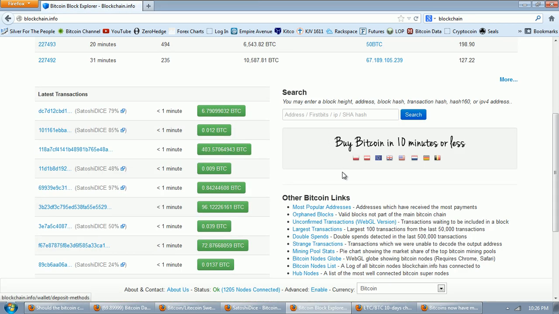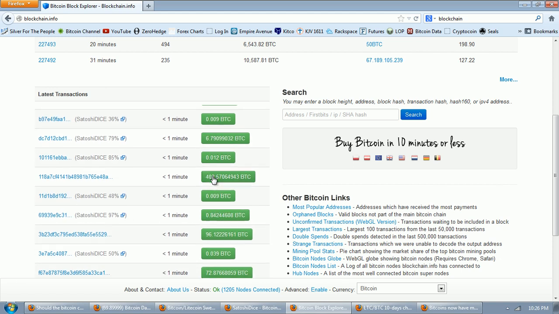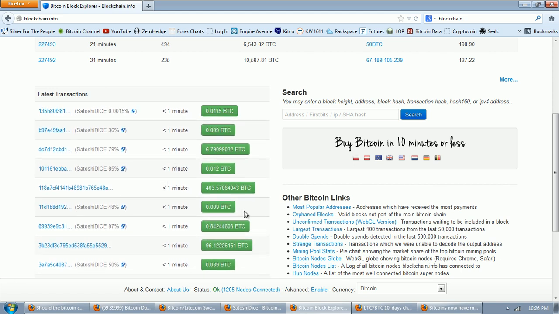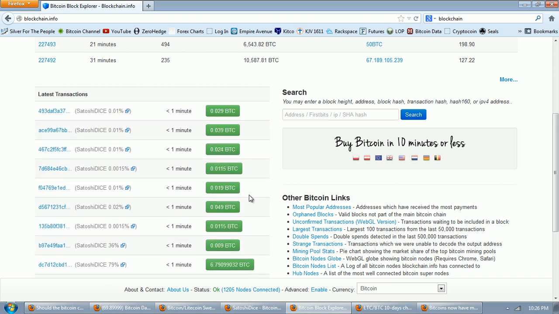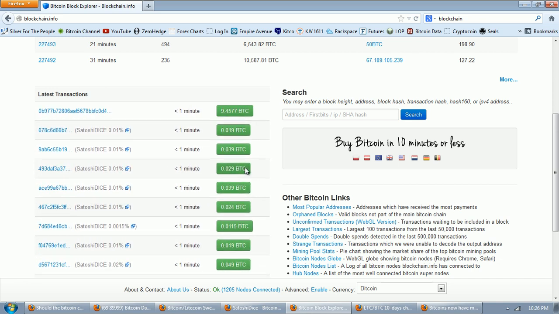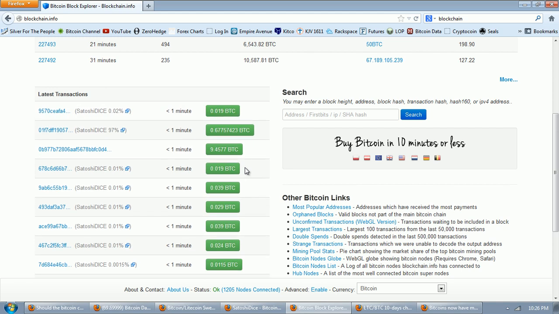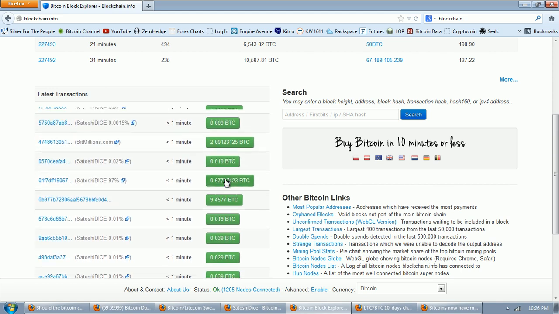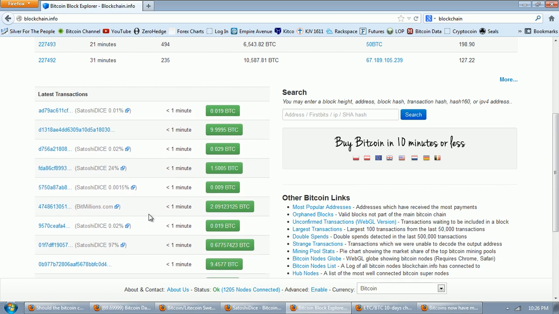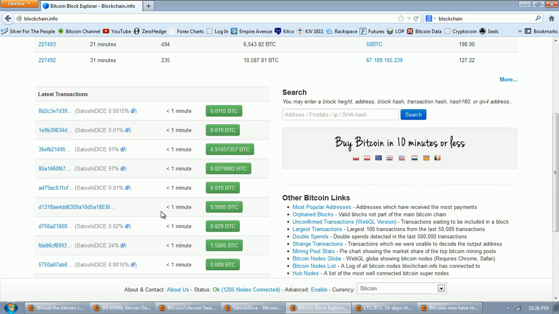So there's another one. So you can see the amount of transactions that are Satoshi Dice. Here's a bet of 6.7 Bitcoins. And they're just coming through here fast and furious. Now, is that going to be a problem for the Bitcoin? I don't know. And that's being debated. Now, here's bitmillions.com. So it looks like a lot of people are getting in on this game.